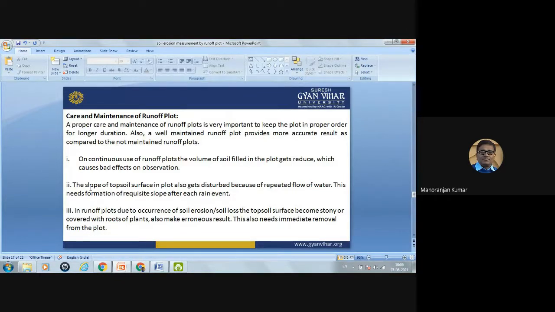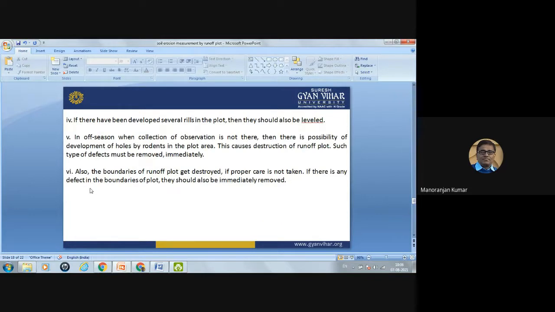Third, in runoff plots, due to occurrence of soil erosion or soil loss, the topsoil surface becomes stony or covered with roots of plants, and also it makes erroneous results. This also needs immediate removal from the plots, this type of vegetation or stony structures. Other point, if several rills have developed in the plot, then they should also be leveled.